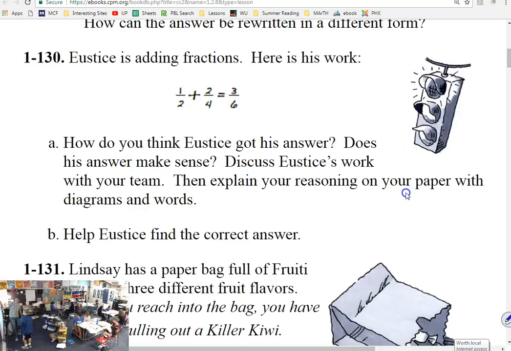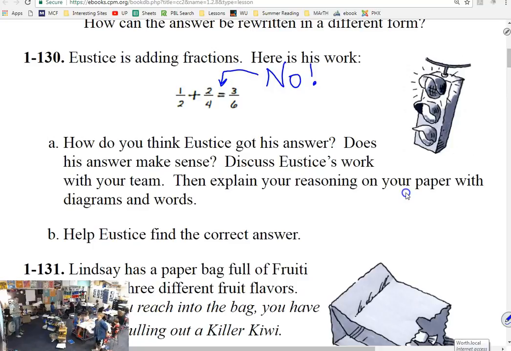So the question is, is this the right answer? Does this actually equal? No. We were thinking, we understand why he would do that. Okay, so explain your reasoning: why he's wrong, what should the answer be? I would just draw a picture.